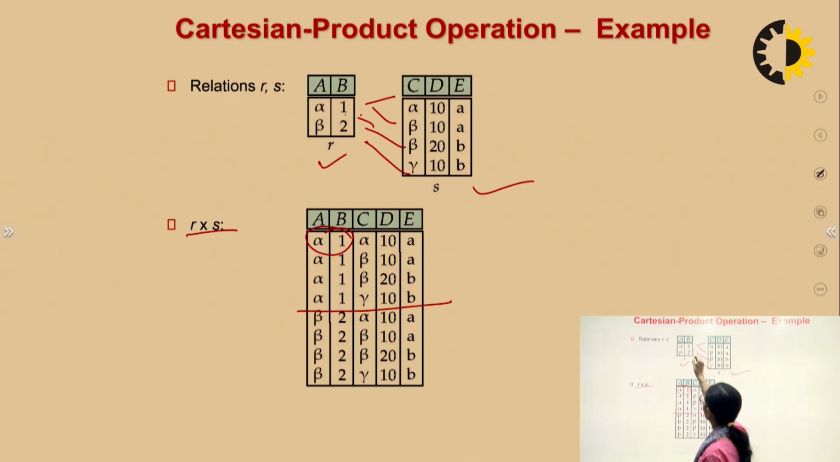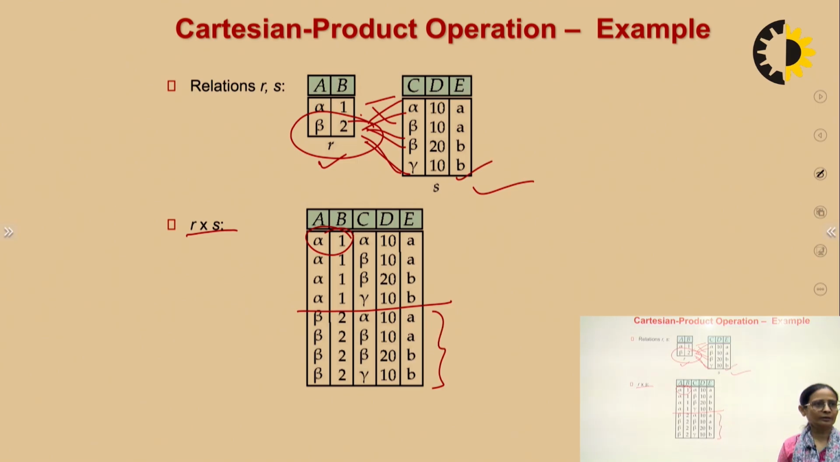Then it will take the next row, that is beta 2, and its again combination with all the 4 tuples of the relation S. And this is my final output. Your Cartesian product is different from the join operation which you have seen in the SQL queries. Here what I am doing is very much similar to the set operator which you use in set theory, Cartesian product.